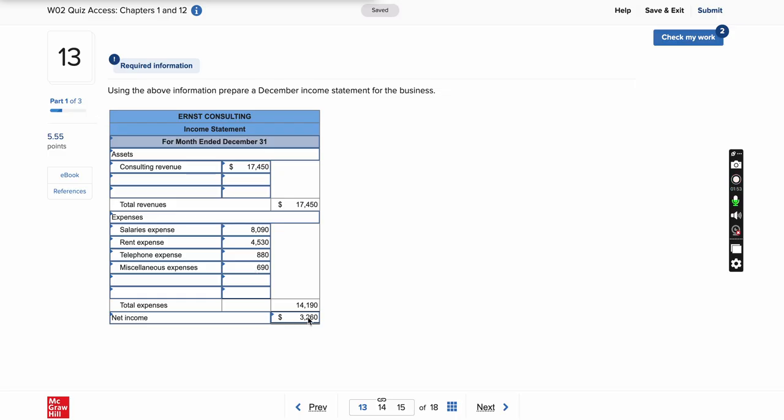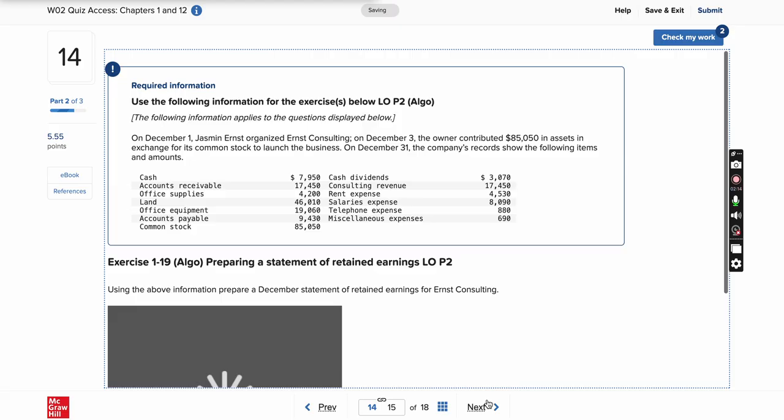Okay, and we did all those numbers. We crunched them up and spit out our net income for the period. So this will be important in the next statement because we're going to be looking at retained earnings. So let's jump over to question 14.